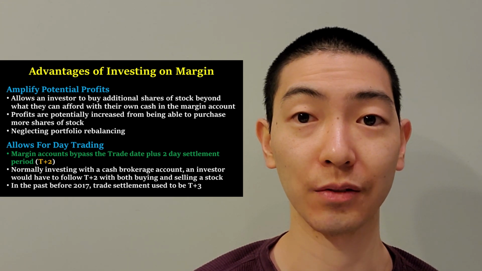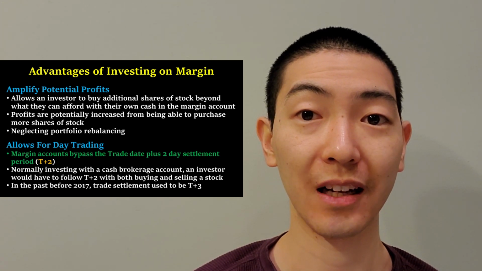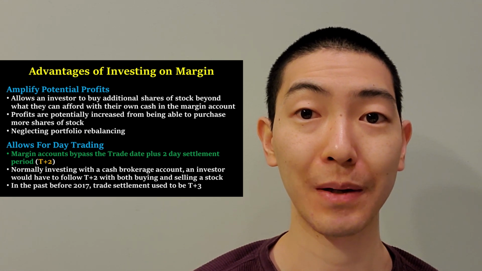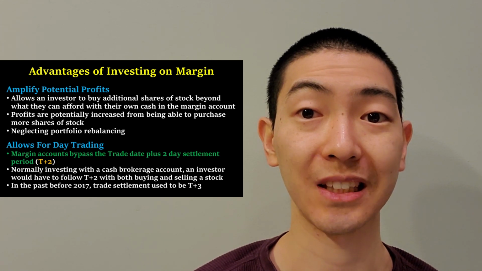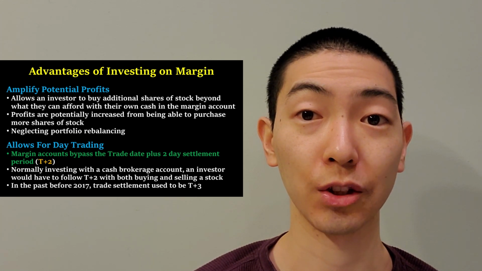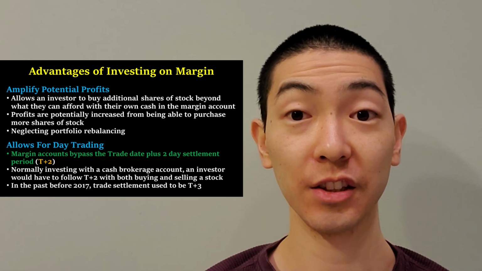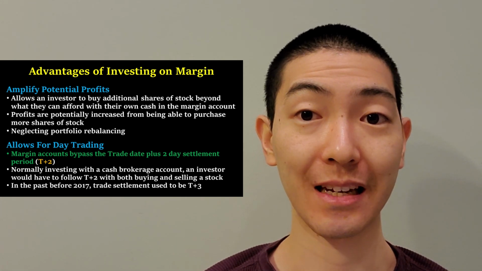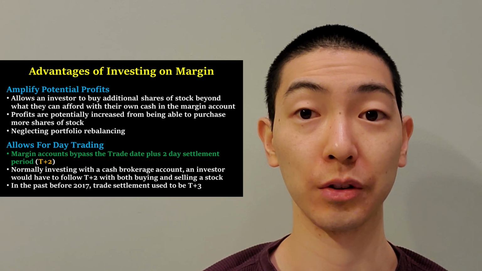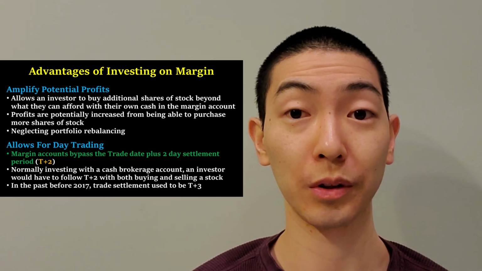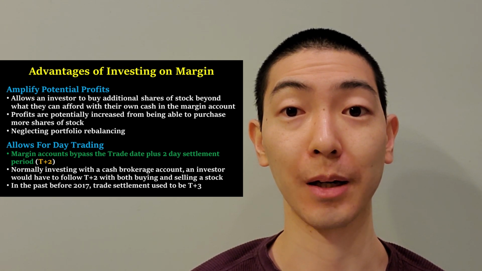The second advantage of using a margin account is that it allows an investor to buy and sell within the same trading day and bypass the normal trade settlement. Without it, an investor would need to follow T+2, which is also known as trade date plus 2-day settlement. This means that the date a trade is made plus 2 days to settle the trade would have to pass before it is officially sold or bought. I'll go into more detail later in the video when I talk about margin interest.